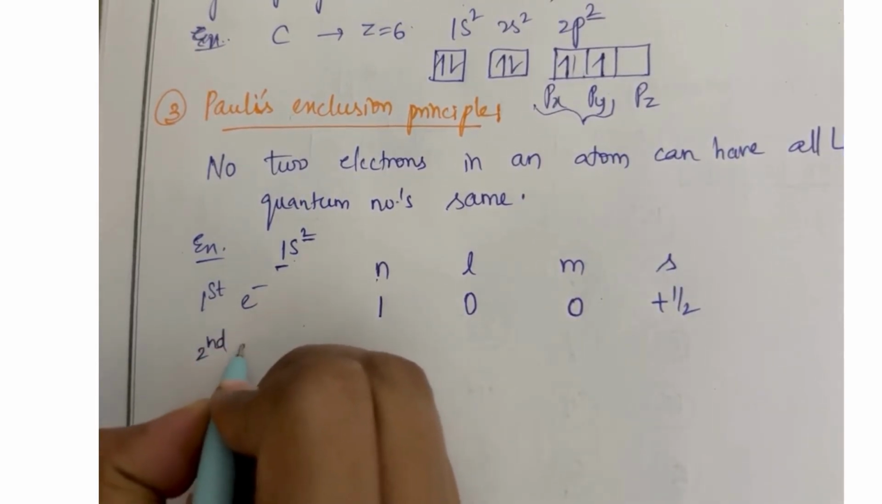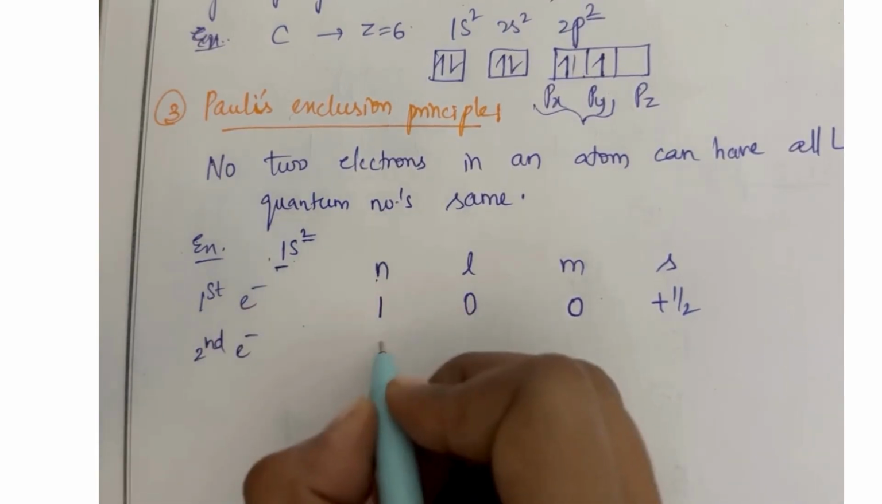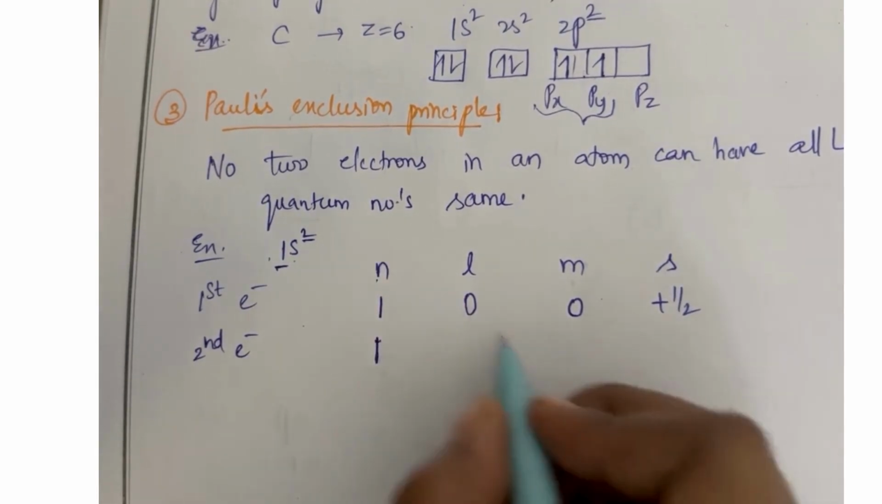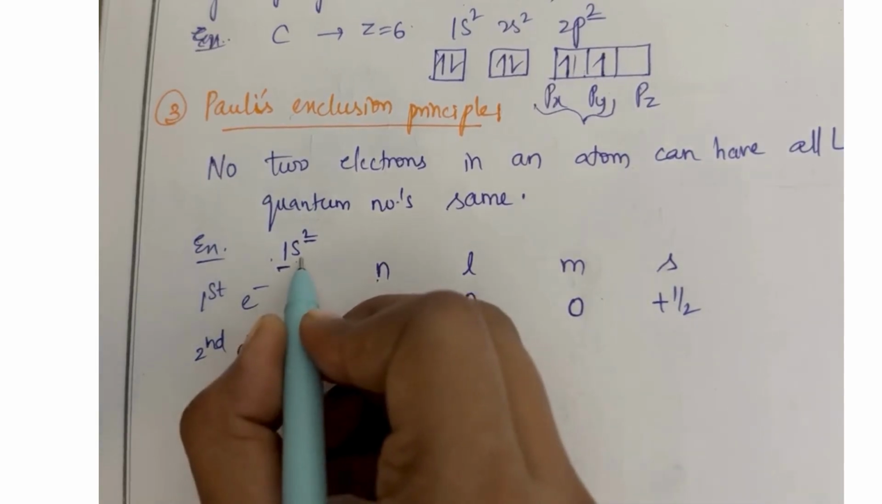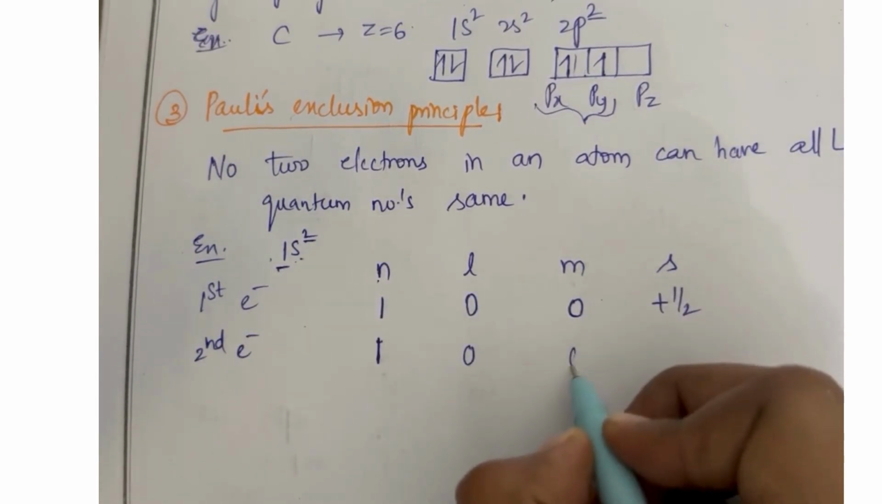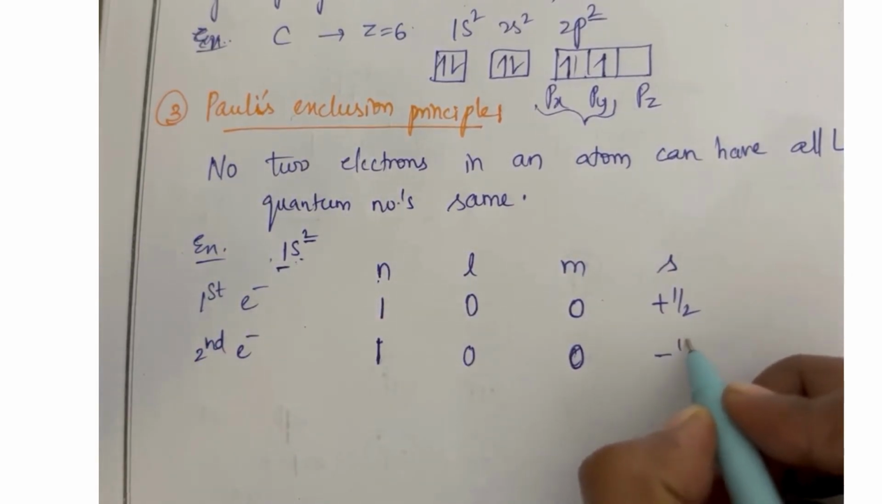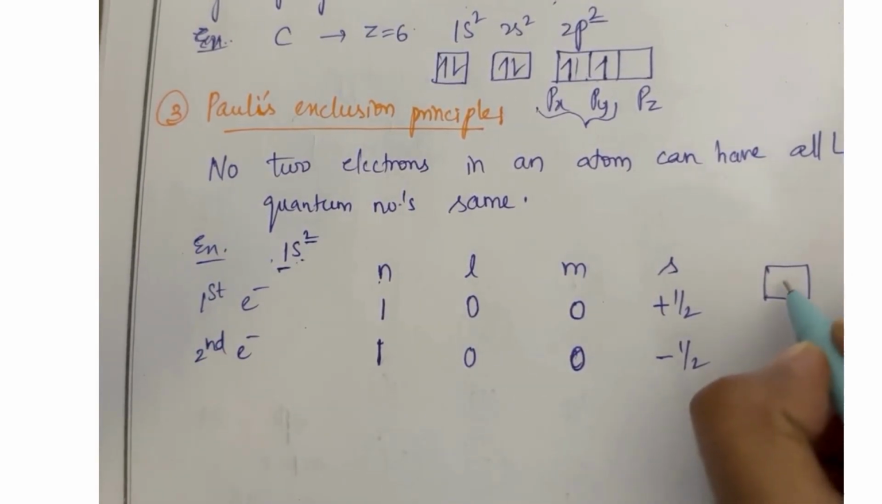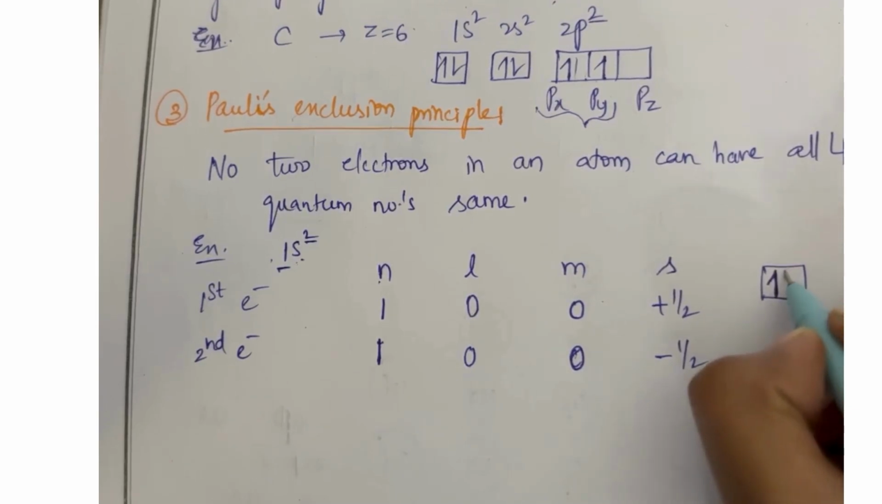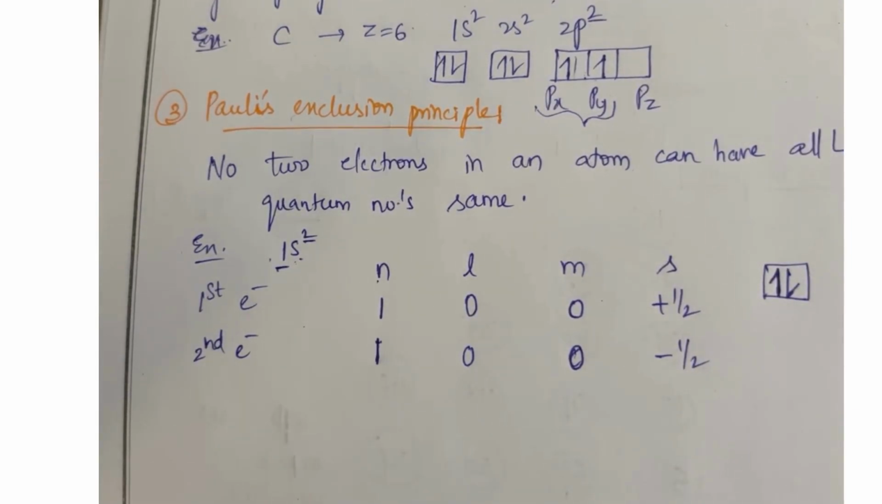For the second electron, n is the same because it belongs to the same shell, l is also the same because it belongs to the same subshell, and m is also the same because it belongs to the same orbital. But what about the spin? When 2 electrons are there, one has to be with the upward spin, the other with the downward spin. That means one will have plus half, the other will have minus half.